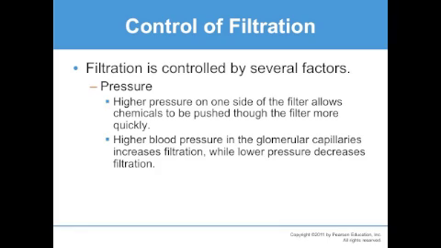In addition to the filter size, another factor that controls filtration is the pressure being exerted on the blood as it passes through the kidney. The higher the pressure is on one side in relationship to the other is what enables filtration to take place. This allows chemicals to be pushed through the filter more quickly. Higher blood pressure in the glomerular capillaries increases the filtration, while lower pressure decreases filtration.